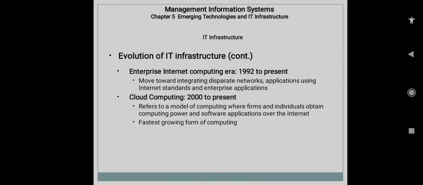Evolution of IT infrastructure, continuation. Enterprise Internet Computing Era, 1992 to present. It moves toward integrating disparate networks and applications using internet standards and enterprise applications. Cloud computing, 2000 to present, refers to a model of computing where firms and individuals obtain computing power and software applications over the internet. It is the fastest growing form of computing. Examples of the use of cloud computing are Google Apps and Google Suite, a set of software applications that rivals Microsoft's Office applications at a fraction of the cost, and Salesforce.com's CRM management software delivered over the internet.